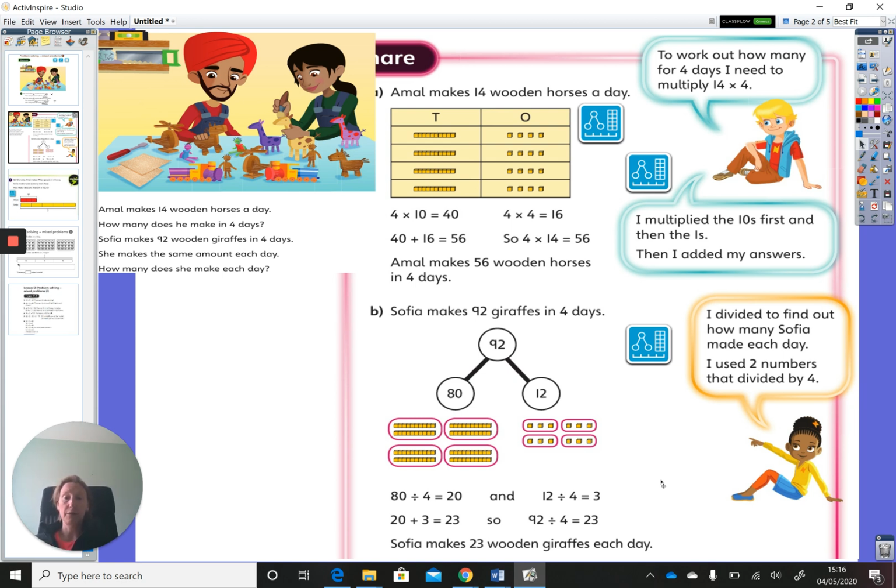But as I said, if I can make a recommendation, it would be to read the questions carefully, slow down, highlight the key information and work out what operation you're going to use. Okay, is it going to be multiplication? Is it going to be division, for instance?